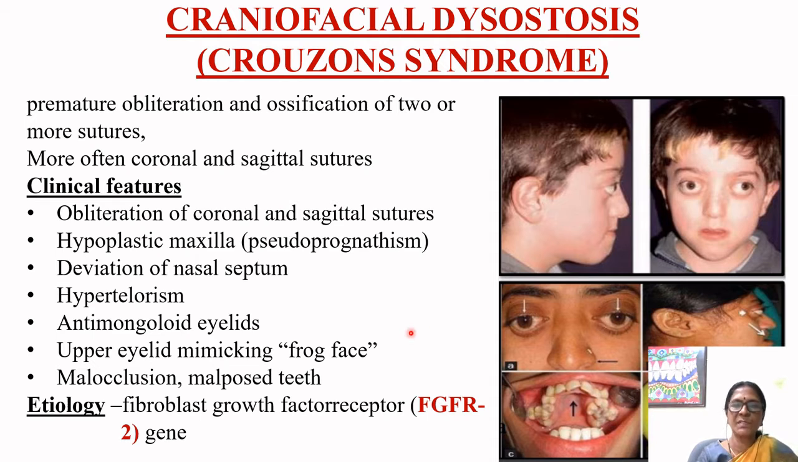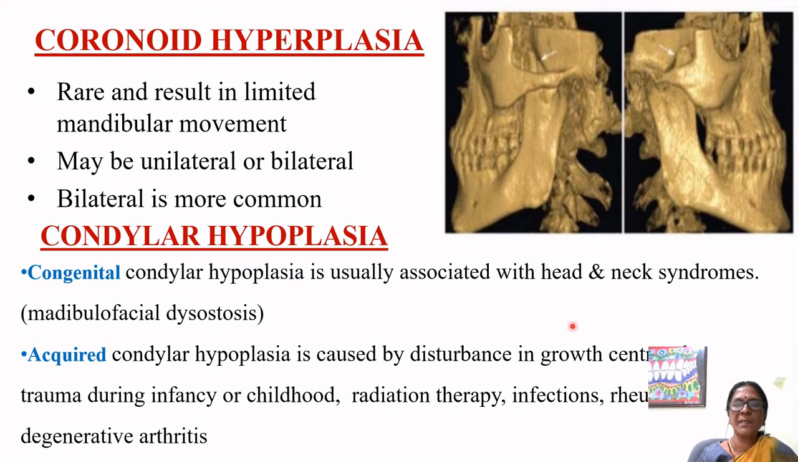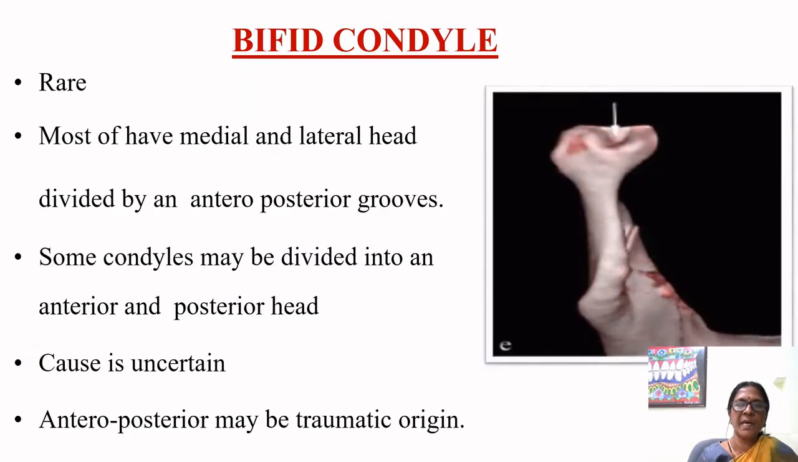Craniofacial dysostosis is due to premature obliteration or ossification of two or more sutures, and here the remarkable facial feature affecting the jaw bones will be a hypoplastic maxilla, and the etiology is mutation of the fibroblast growth factor receptor gene. And the other anomalies of the developmental disturbances affecting the jaw bones are the coronoid hyperplasia, the condylar hypoplasia, and the bifid condyle.